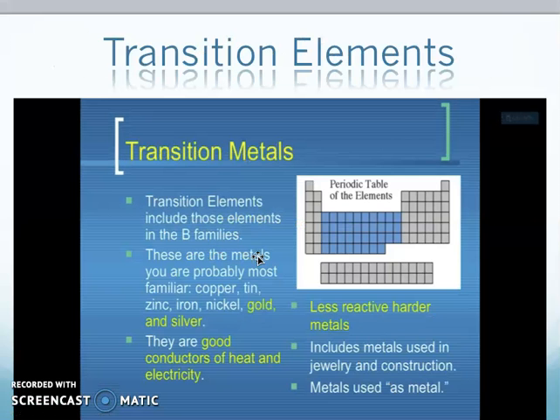Then there are transition elements, as we have already mentioned, which are those elements in the B families. These are the metals you are probably most familiar with: copper, tin, zinc, iron, nickel, gold, and silver. Gold and silver are less reactive and hard metals, while copper, tin, zinc, iron, and nickel are more reactive and relatively less hard. Gold and silver, because of their low reactivity and hard nature, are among the precious metals. They are good conductors of heat and electricity, and include metals used in jewelry and construction, metals used as metals.